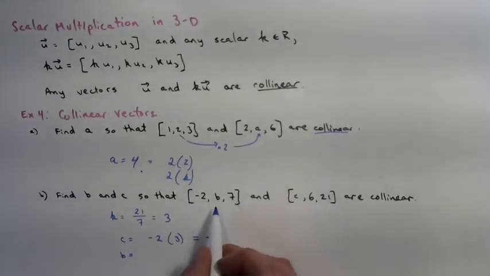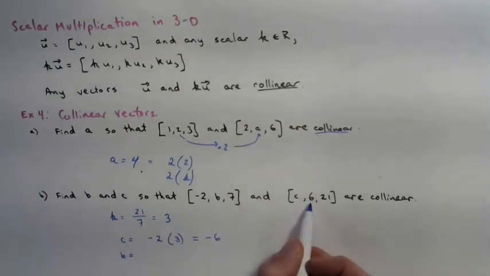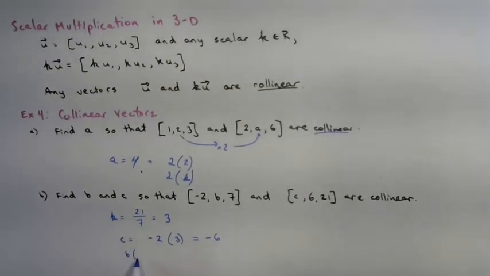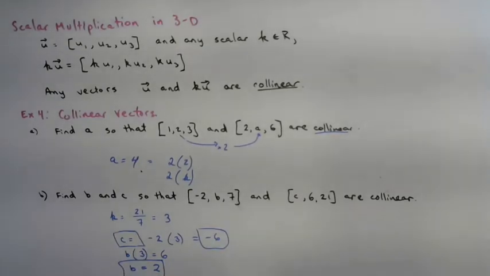And B, well, B is a little bit different. Here I have B times 3 is 6. Or I could do 6 times 1 over k. Okay, I could take the reciprocal of this ratio, and that would give me B. But I'm just going to write it this way. I have B times 3 equals 6. Divide both sides by 3. B equals 2. All right, C equals negative 6. It's a funny way to do it. And B equals 2.